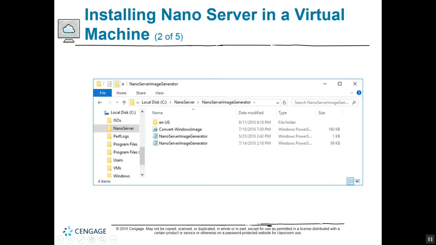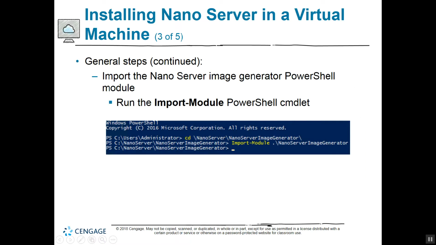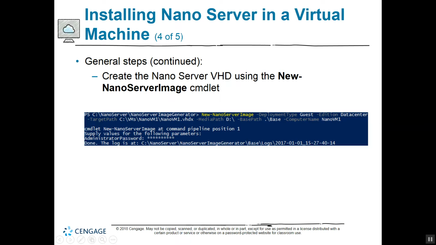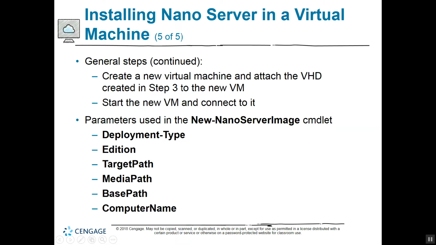Okay, so here we are. We've got our Nano Server, and here is the Nano Server image generator. We can run it with the Import-Module PowerShell cmdlet, then New-NanoServerImage, and then we just run right on down the line. We just have to determine the deployment type, the edition, target path, media path, base path, and computer name.